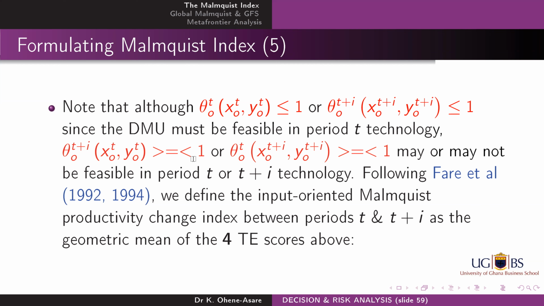Remember, C, own period, cross period. C1, own period. C2, own period. C1, cross period. C2, cross period. That's what we're going to be using. But first, what is the formula for the Malmquist?